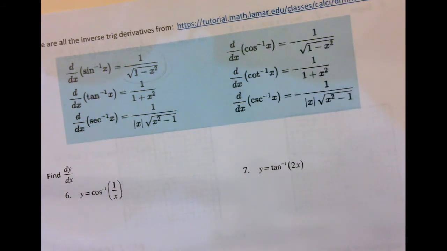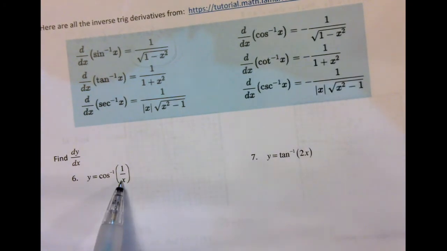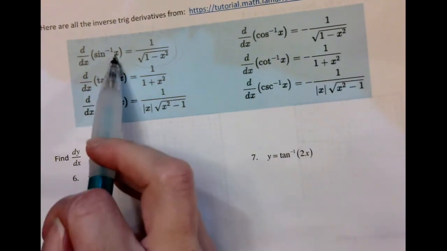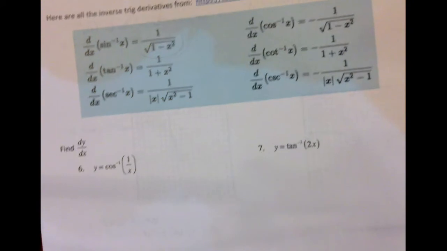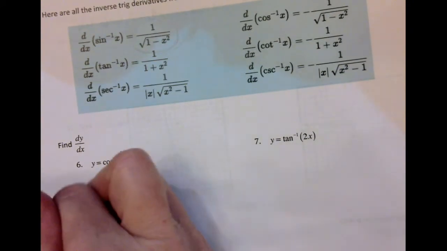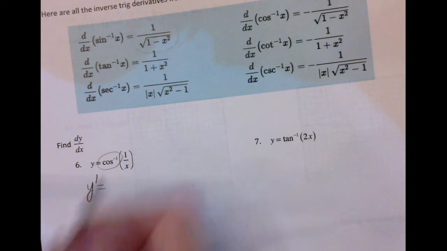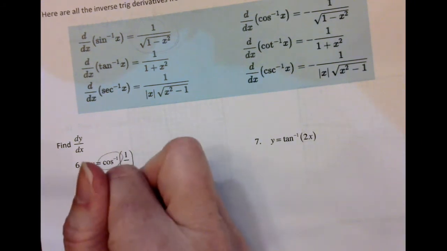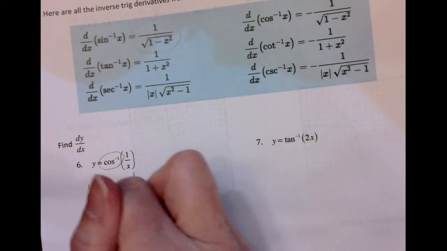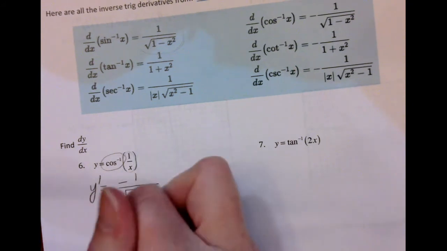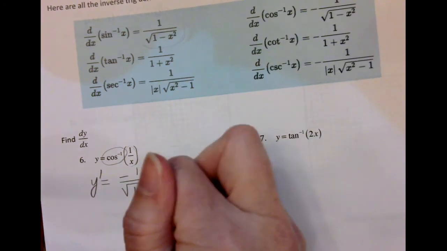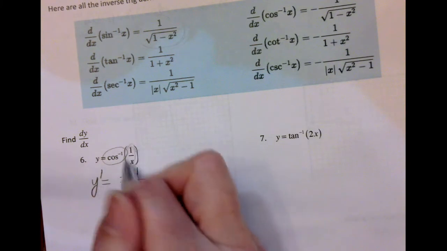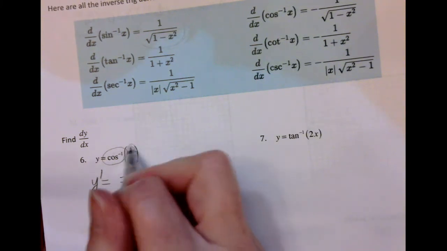All of these are in terms of x, so just be aware that when we go to do some, we're going to have to use the chain rule because my input is more than just x. So you're going to end up with times the derivative of the inside by the chain rule. y prime equals, first derivative of inverse cosine, negative 1 over the square root of 1 minus, and then our input is 1 over x, and it's being squared, times the derivative of our input, because this is not just x, this is a function of x.